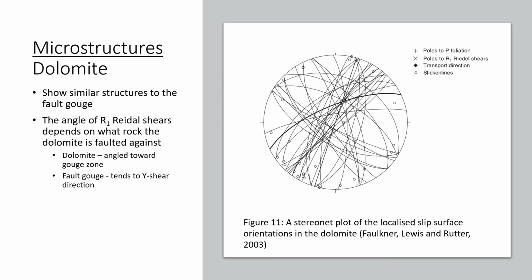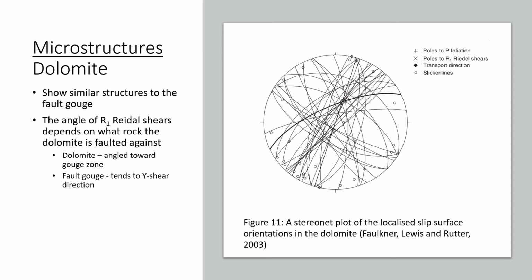The dolomite blocks also show R1 radial shears with respect to the orientation of the fault zone. Few R2 radial shears are present on the dolomite, but they are less prominent. These R2 shears form at a significantly larger angle from the fault gouge zone boundary, and they exhibit the opposite sense of shear. The orientation of R1 radial shears can vary depending on what rock the dolomite is faulted against.